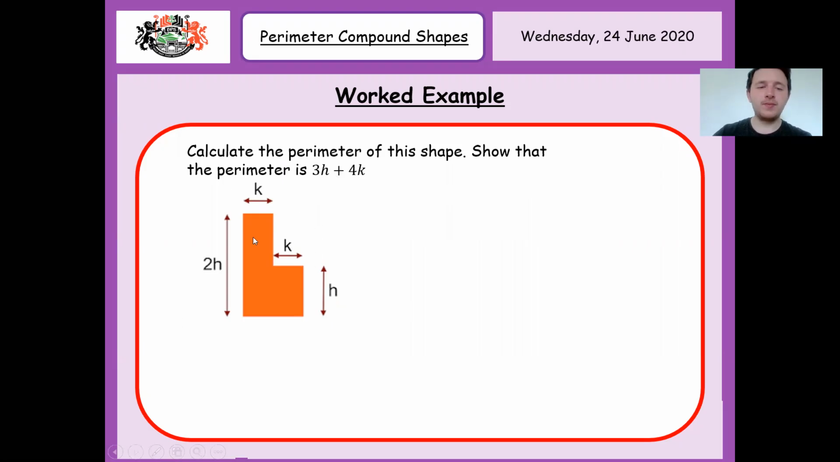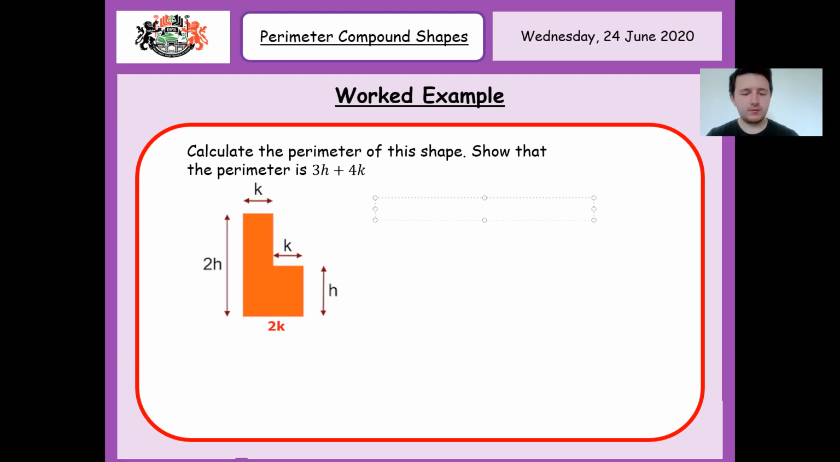Step number 1, work out the missing lengths. We don't know this length at the bottom. We know it's these shorter two added together, k plus k, which should give us 2k. So we write that at the bottom, like so. Now we need to, again, add them all together, so we're going to write that down.